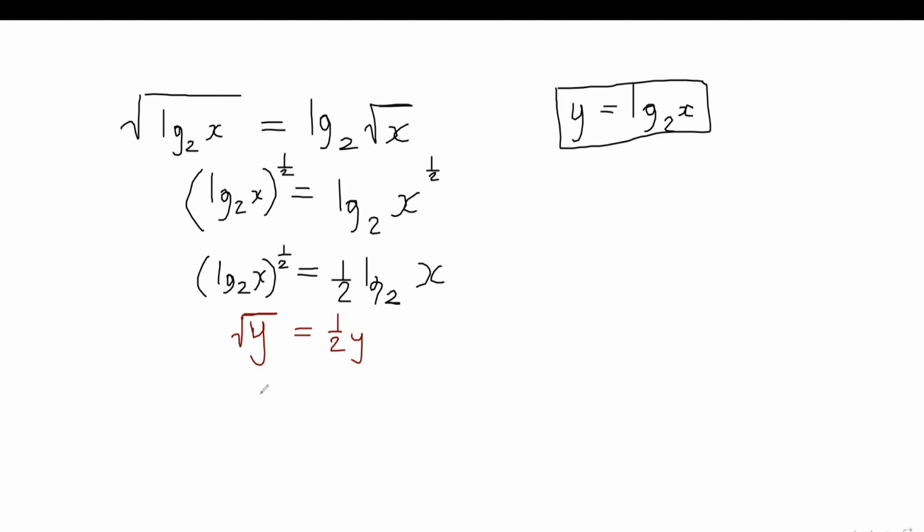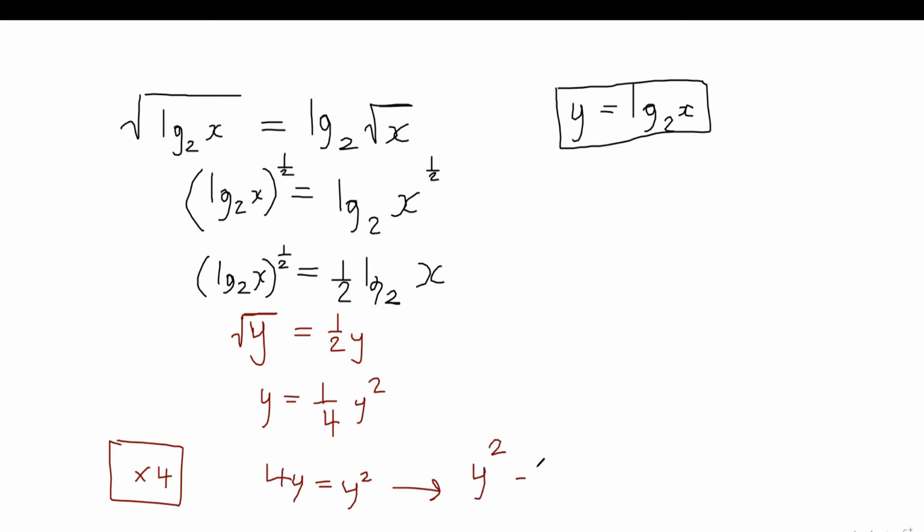That makes sense? Yes, sir. So then we can square both sides, and by squaring both sides, we end up getting y is equal to a quarter y squared, don't it? Yes. And then this is a baby equation now. Multiply through by 4, we end up getting 4y is equal to y squared. Then we can bring the 4y over here. So this becomes y squared minus 4y is equal to 0. Then we can factor out y. So we end up getting y times (y minus 4) is equal to 0.